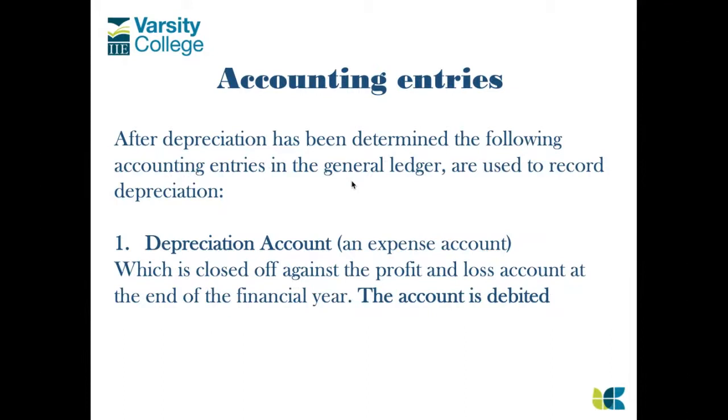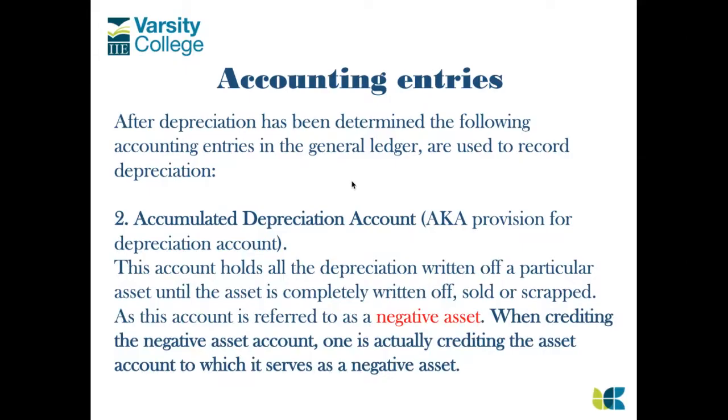Okay, then accounting entries. So once we've calculated depreciation, now we need to record it in the books. After depreciation has been determined, the following accounting entries in the general ledger are used to record depreciation. Depreciation account we know is an expense account. Now I don't know why your textbook gives me headaches sometimes in this regard. They always like to start with the general ledger, but as you know, with the bookkeeping cycle, everything starts with the journals and then gets posted to the general ledger. So anyway, depreciation account is an expense, so there we're actually debiting the depreciation account. The contra account that we are debiting the depreciation account with is the accumulated depreciation.